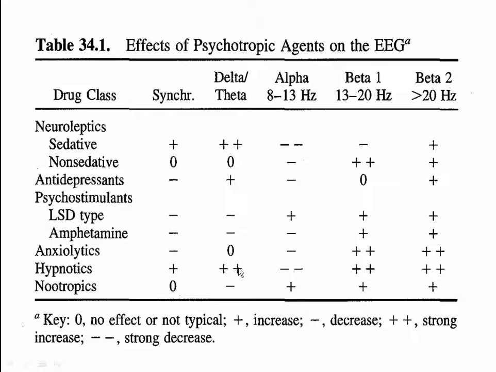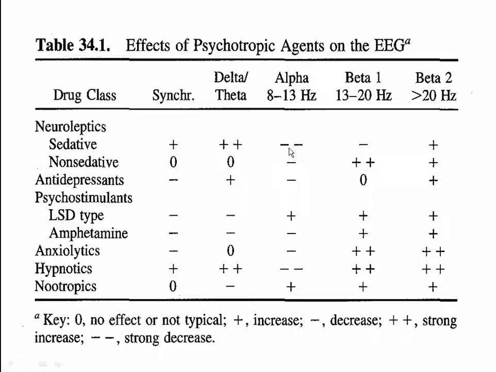This is another study showing somewhat similar results. Again, we have the sedative neuroleptics showing a positive activation of the delta and theta frequency band. So 2 pluses is a strong increase, 1 plus is an increase, a minus is a decrease, and a double minus is a strong decrease. The 0 means no change or no effect, or the effect is not typical.